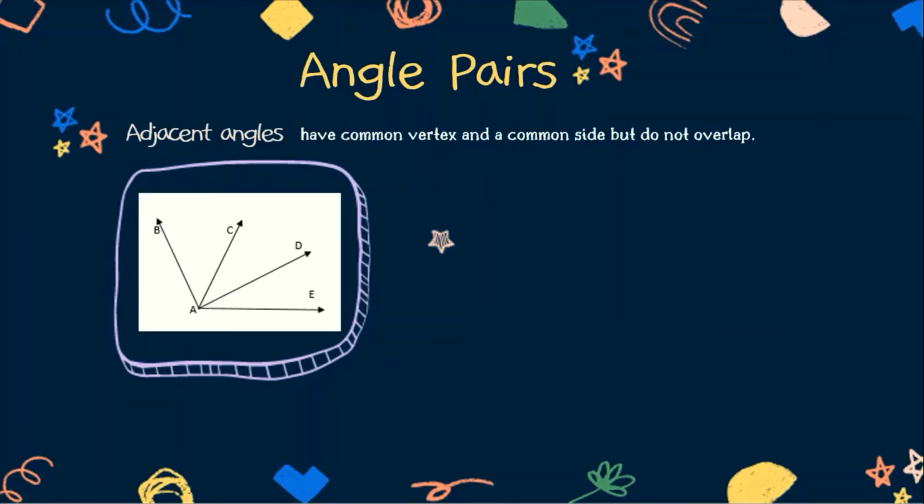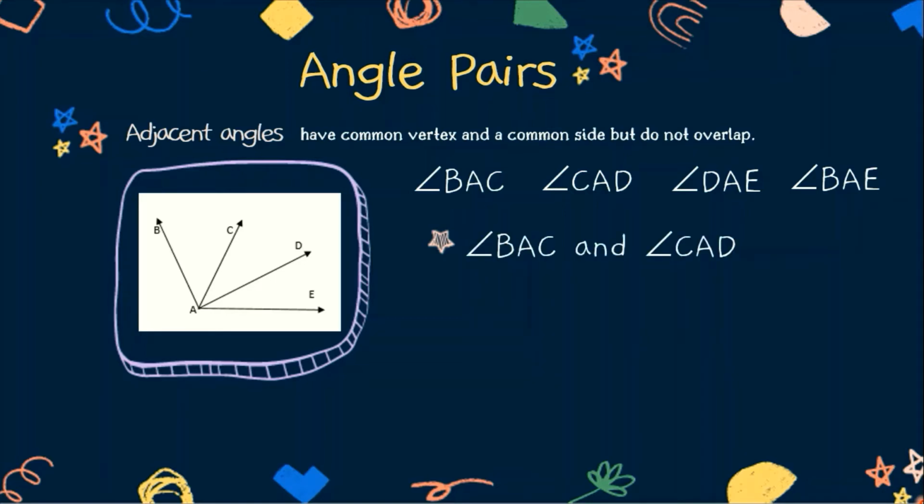Let's have another example. This is another illustration. These are the angles that we can form from this illustration. We have 4. We have angle BAC, angle CAD, DAE, and angle BAE. We have a few angles that are adjacent to each other. We have a few angle pairs here. First, we have angle BAC and angle CAD.